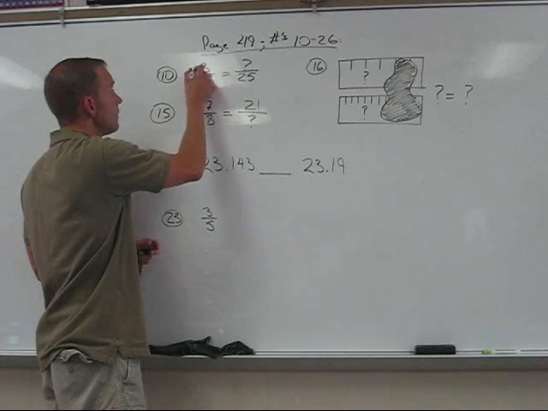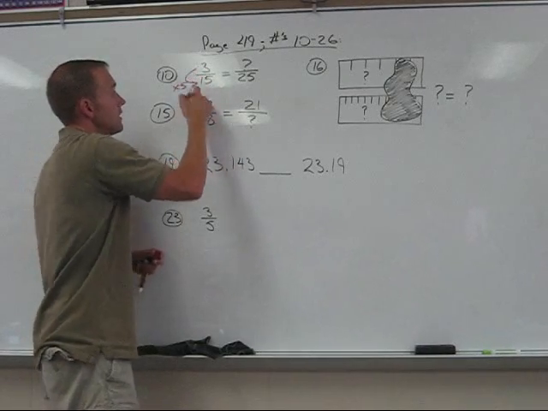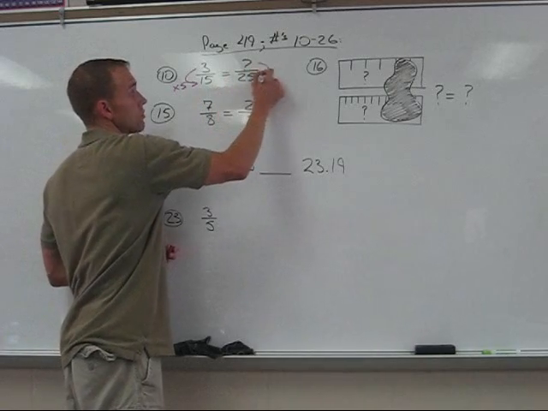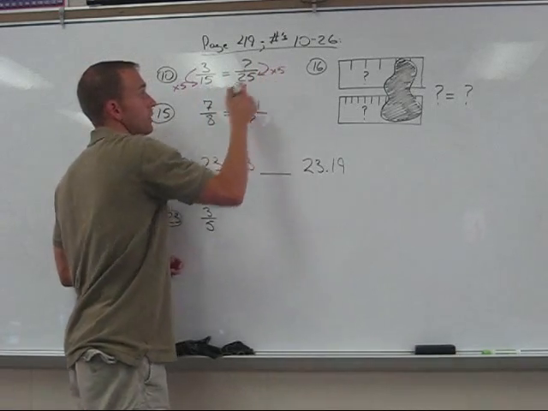I noticed that 3 times 5 is equal to 15, and I know that if these are to be equal, then this question mark times 5 would have to be 25.